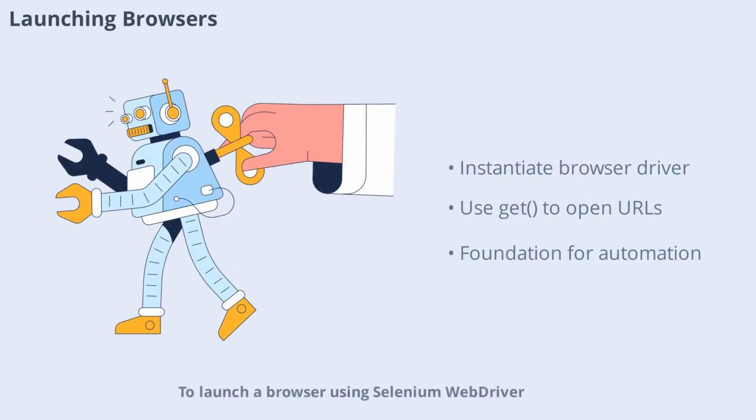To launch a browser using Selenium WebDriver, you instantiate a driver object specific to the browser you want to automate. For example, in Java, you might use WebDriver driver equals new ChromeDriver to start Chrome. Once the driver is initialized, you can navigate to any URL using the get method. This simple process is the foundation for all further automation steps in Selenium.